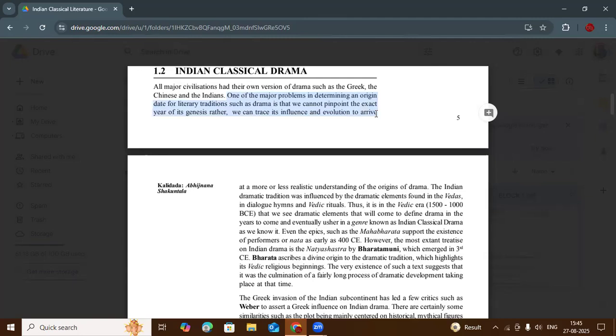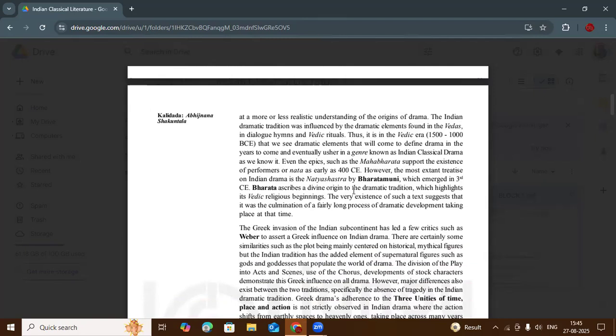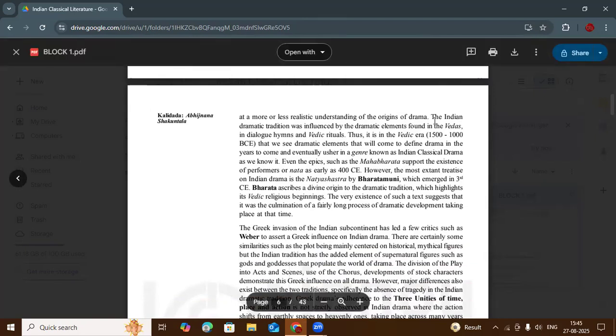That's an impossible thing. We can trace its influence and evolution to arrive at a more or less realistic understanding of the origins of a drama. So we can only trace it back to where or at what period it has originated. That's the only possibility.